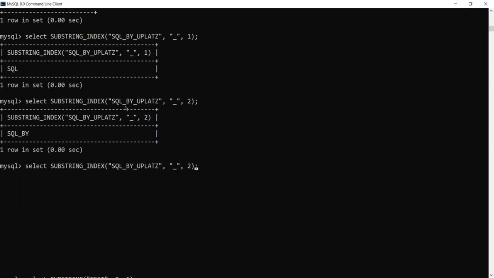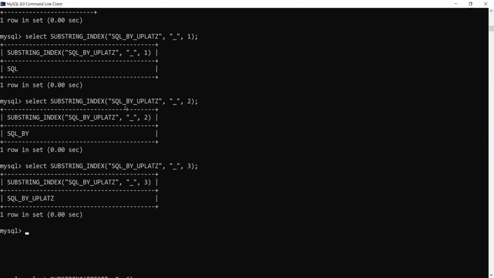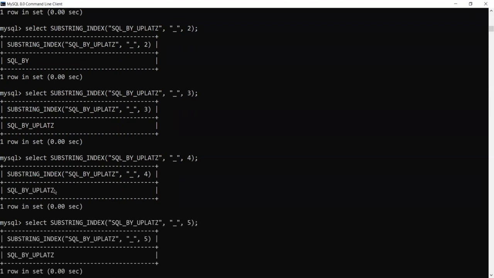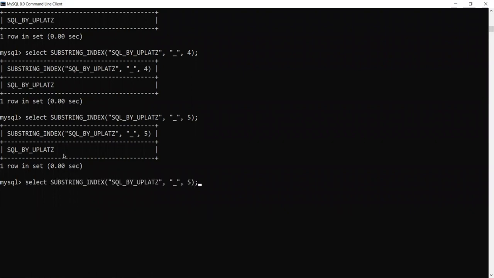If I say something like this, then I'll get the entire word. I'll get all the sections that are separated by this delimiter. Okay, let us try to increase this. Again, this will remain unchanged. If I increase this, it will remain unchanged.